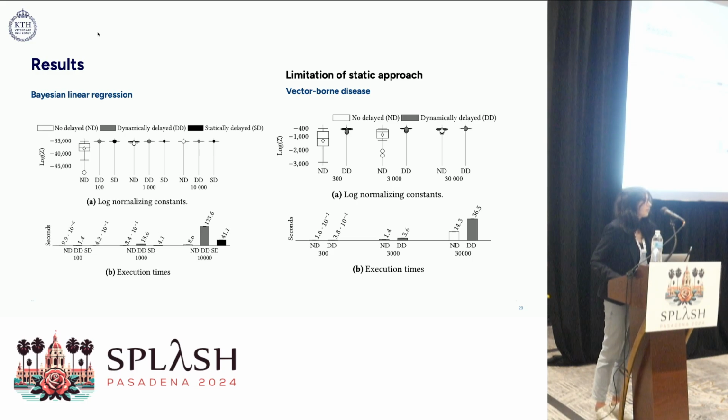And finally, the vector-borne disease model actually shows the limitation of static delayed sampling, because we are not able to handle recursion. The main reason is that it becomes so complicated to encode this at compile time. For this, dynamic delayed sampling, of course, performs better than no delayed sampling, but this is just a showcase that in some cases you may need dynamic delayed sampling rather than the static one, but if the static one can handle it, then it is better to use it.